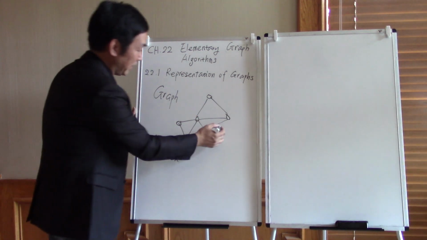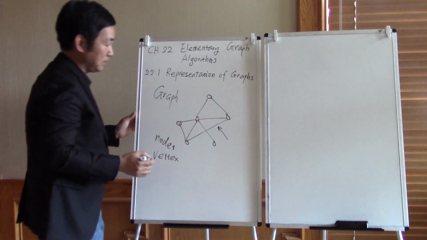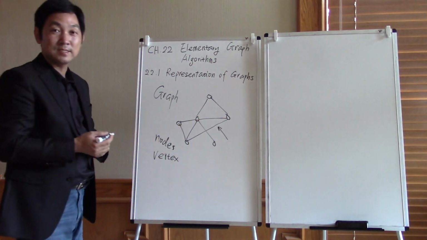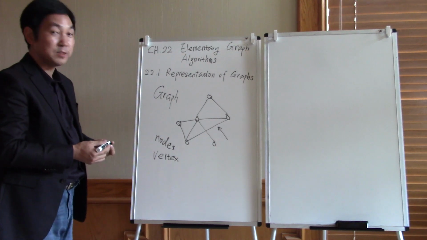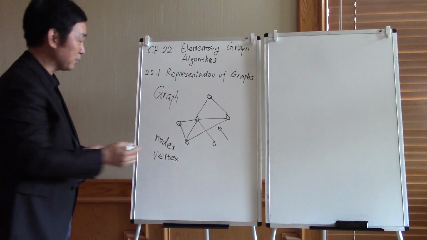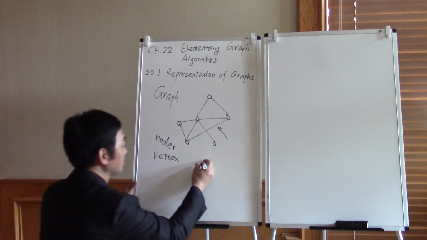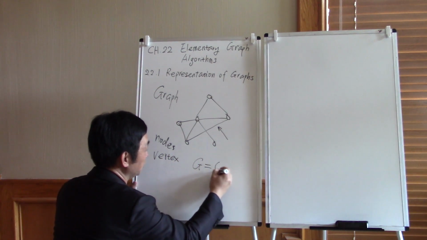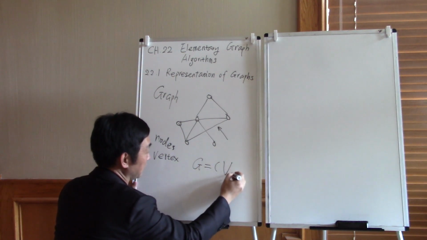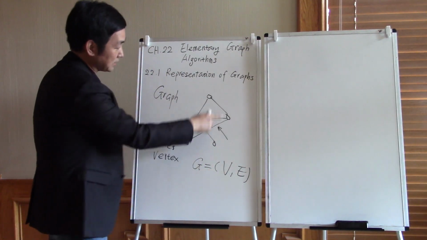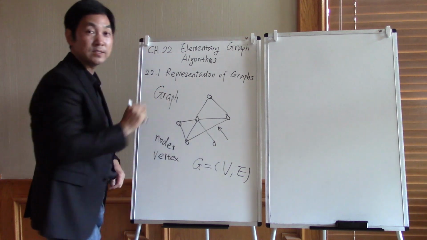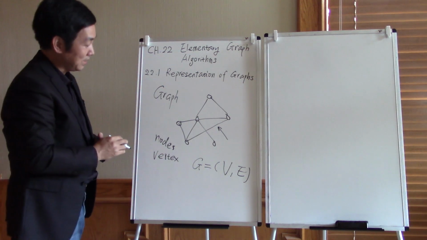And also here we have edges. Every edge connects two vertices, or two nodes. So that is what a graph is like. And we often use a notation for a graph. For example, this graph we can call G. We say G equals the set of vertices plus the set of edges. V would be the set of vertices in this graph, and E would be the set of edges in this graph.